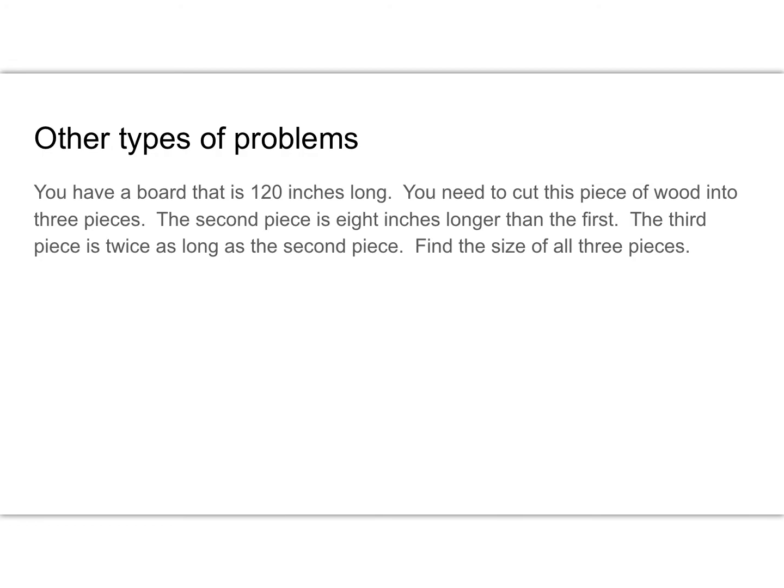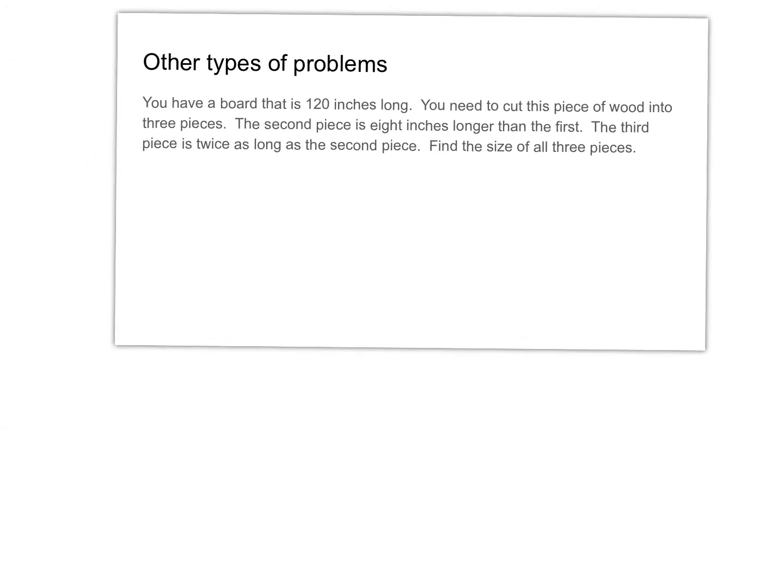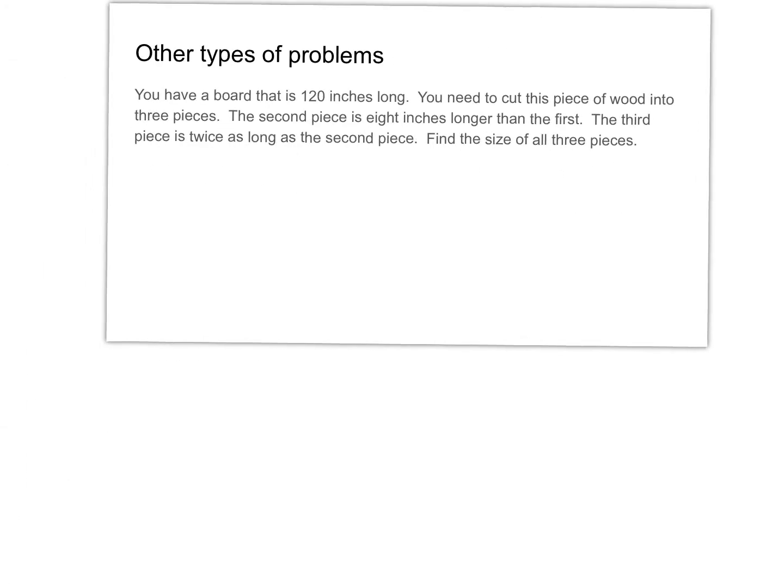All right, other types of problems you're going to see in this section. You have a board that is 120 inches long. You need to cut this into 3 pieces. The second piece is 8 inches longer than the first, and the third piece is twice as long as the second. Find the size of the pieces. So we're going to have 3 pieces of wood.